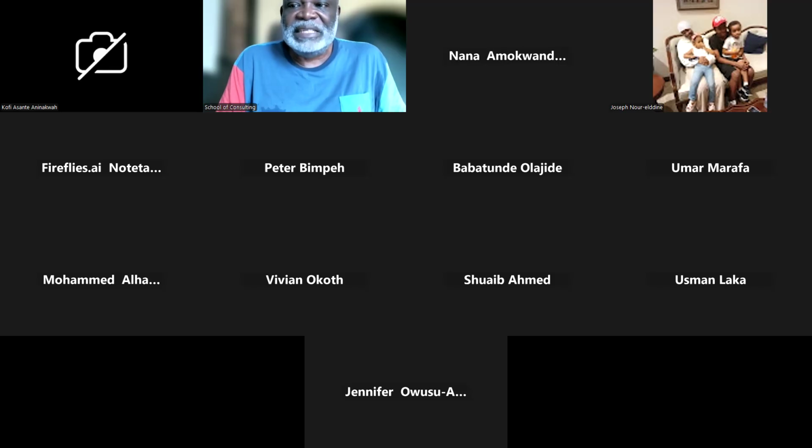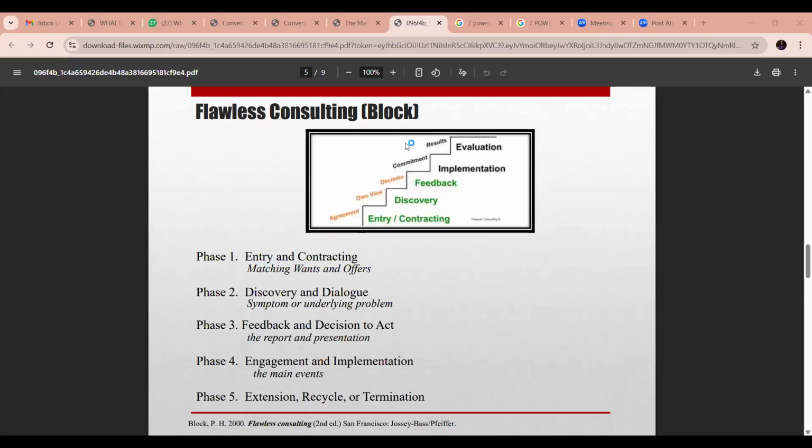So this is 15 steps. Now, this is another one, 5 steps. Just 5. So you can see these 5 steps. Can you see these 5 steps? Now, these are just 5 steps.